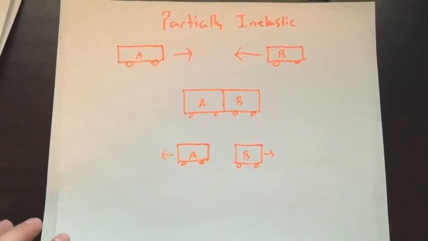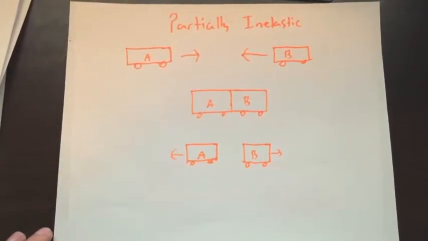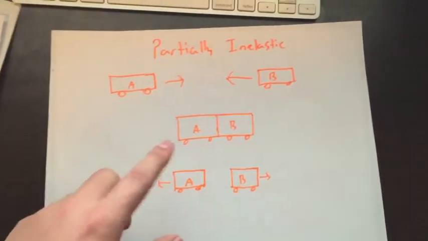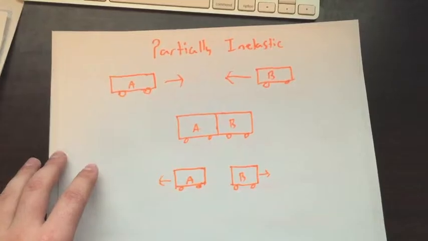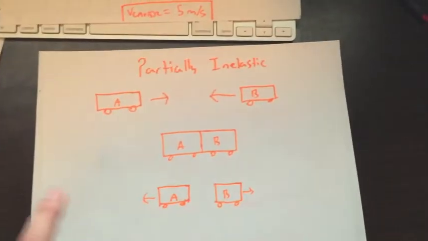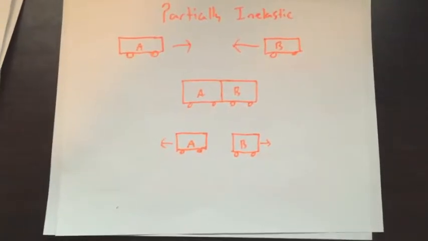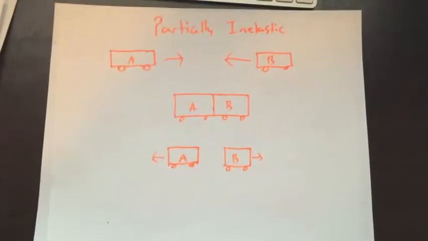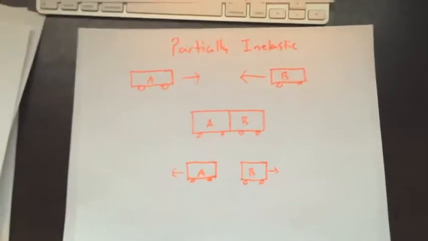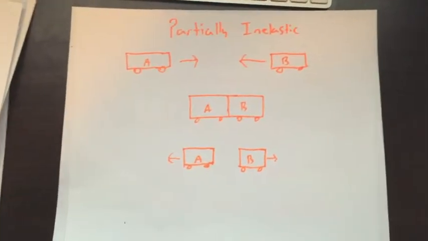The other type of inelastic collision is partially inelastic. In this case, two objects will collide into each other, and after they collide, they'll bounce off, but the kinetic energy will still not be conserved. It'll actually be smaller than it was before. However, the momentum will be conserved.